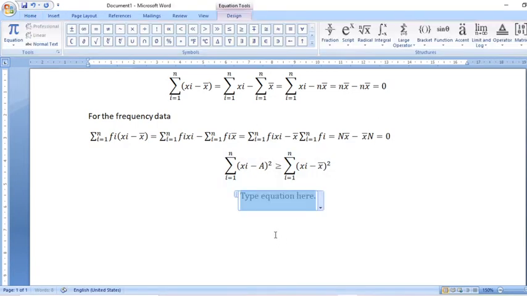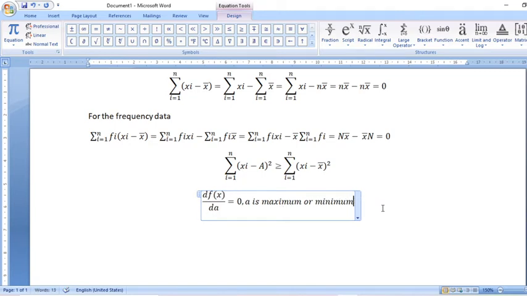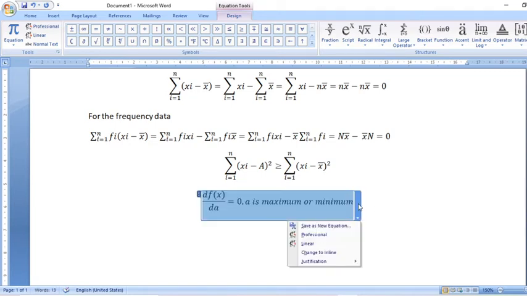So what is the criterion? To find the maximum or minimum, first we have to differentiate the function, if it is differentiable, with respect to the constant, and if it is equal to 0, then the point A will be either a maximum or a minimum.